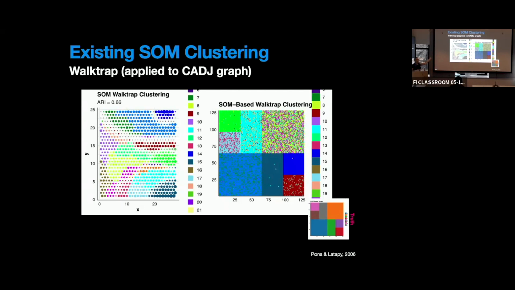0 is totally random assignment between clusters. 1 is perfect, correct answer. And we're at 0.66 here, right? So that's not bad. You can see visually that it's messing up a bit on the real data.